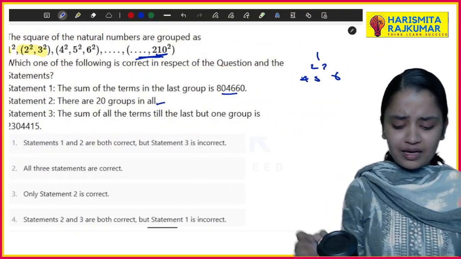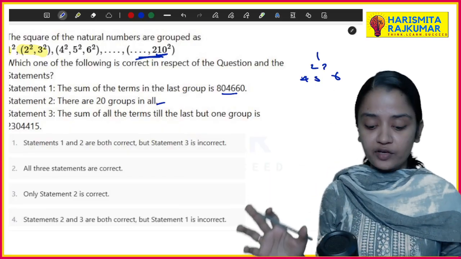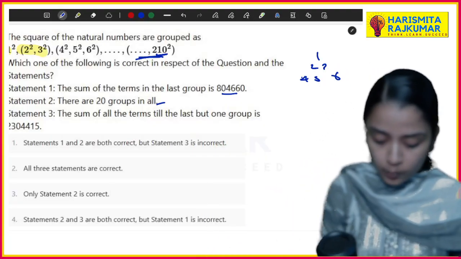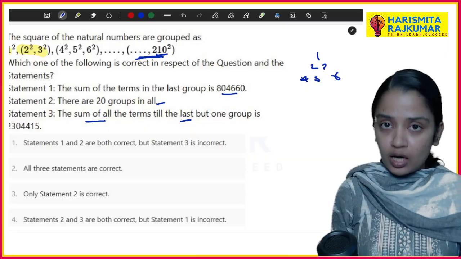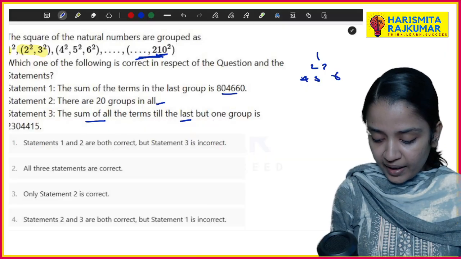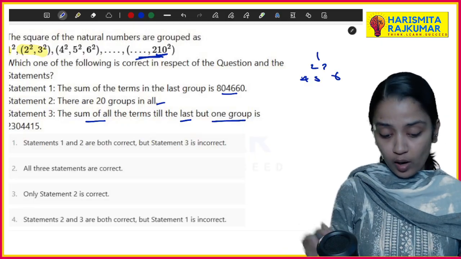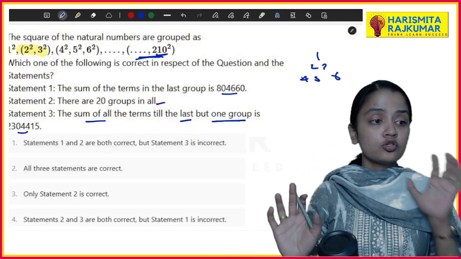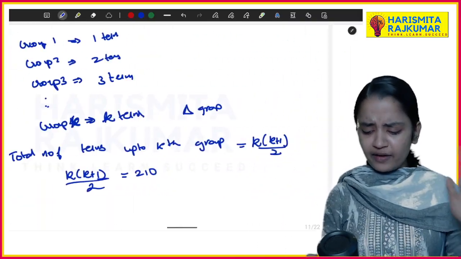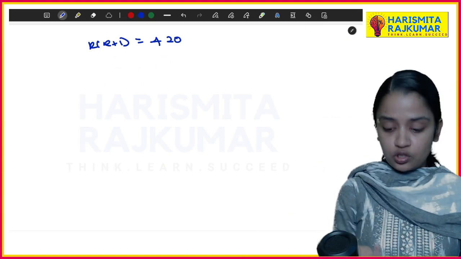Next, what they are asking is whether the total number of groups is 20 or not. And the other thing is the sum of all terms till the last group, but one group, is 23 lakh 4,015. So this is the question. I'll be solving it not in order, let me see which question I'll get.